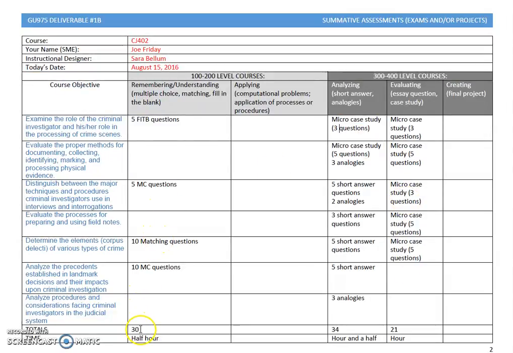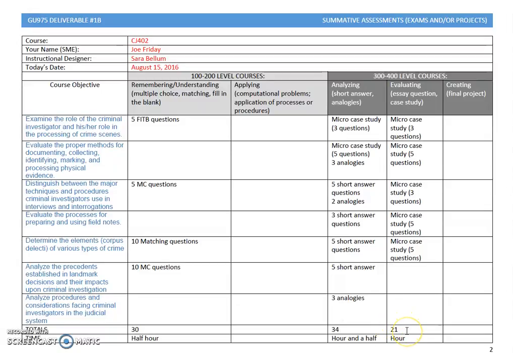Now I'm going to go down here and see, did I do a good job of planning my assessment? Well, I see that in this column I have 30 questions, the 5 fill in the blank here, the 5 multiple choice here, 10 matching, 10 multiple choice, 30 questions. And from my rule of thumb, I know that it takes about half an hour for students to answer 30 questions. Okay, that's not bad. But when we go over here in the analyzing column, I have 34 questions, short answer questions, and analogies. And from my rules of thumb, I can see that's going to require about an hour and a half worth of time. So I'm already up to 2 hours.